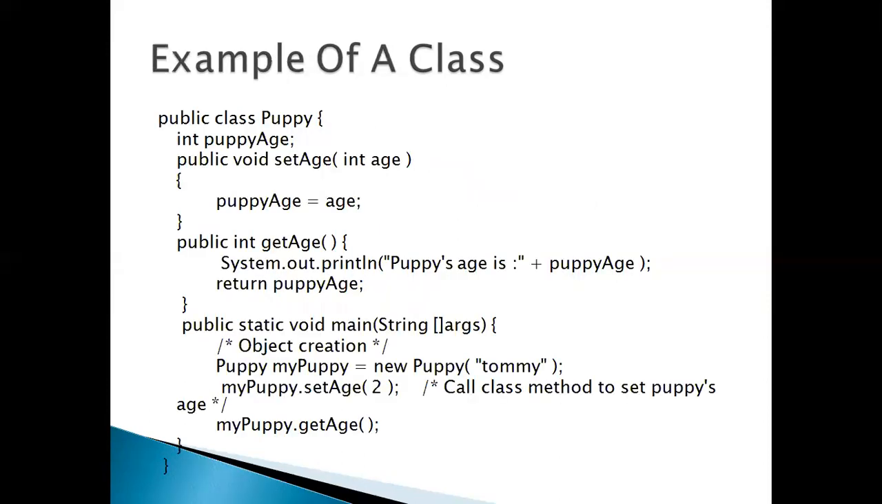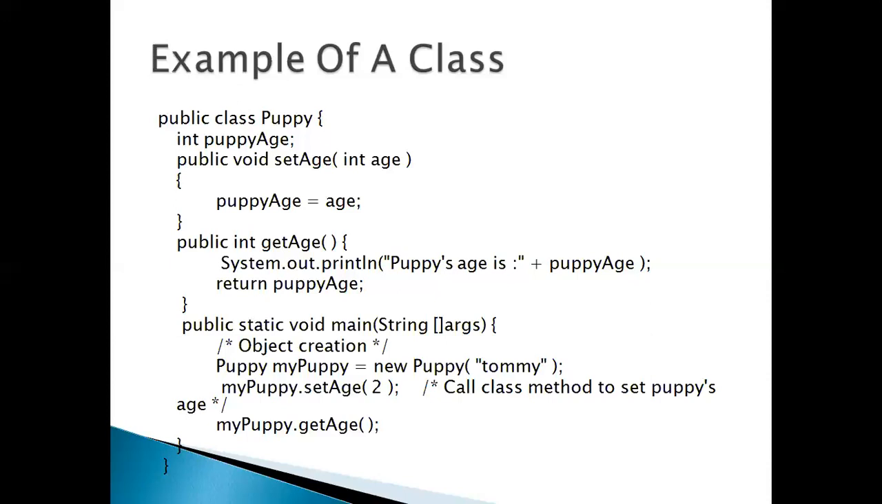So this is an example of a class. Public class Puppy. The name of the class is Puppy. int puppyAge is the instance variable and the data type is int. Public void setAge. Void is the return type, setAge is the name of the method and the parameter is age. The data type of the parameter is int. Now puppyAge is equal to age. So we assign the age that is passed to the function to this instance variable puppyAge.